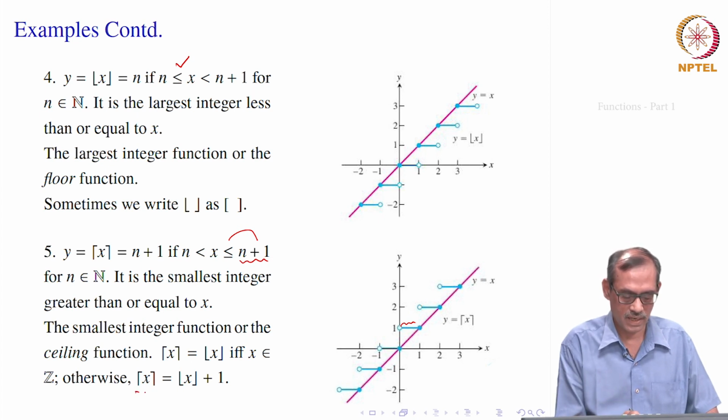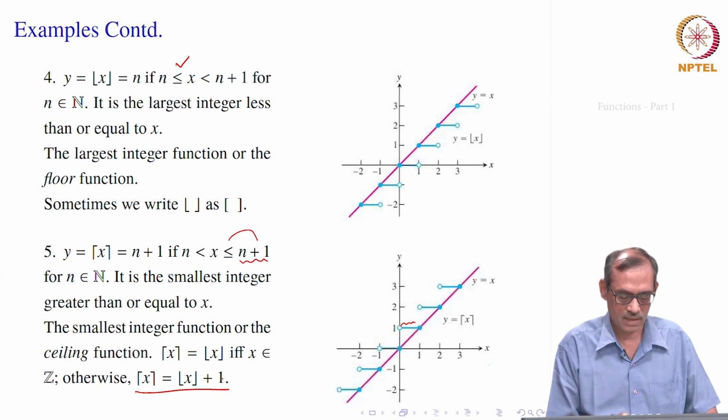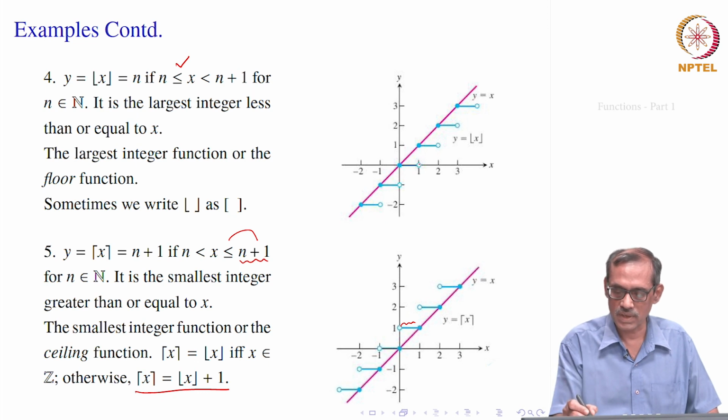So what is the difference between them? The ceiling function equals the floor function plus 1 if x is not an integer. If x is an integer, then ceiling and floor will be the same. At 1 it is 1, at 2 it is 2, at 3 it is 3, and so on. The same thing for the floor, at 1 it is 1, at 2 it is 2, and so on. So that is the difference between those two. One is floor, the other one is ceiling.